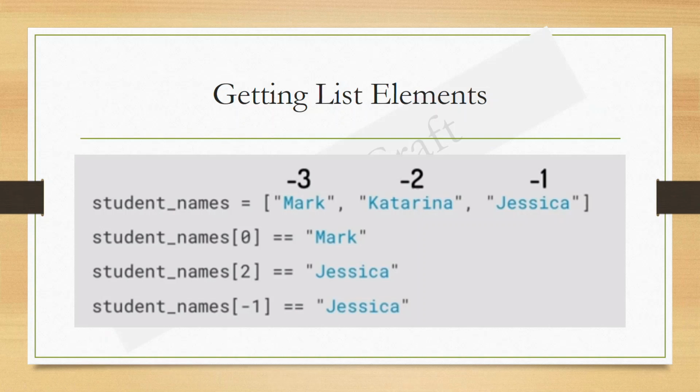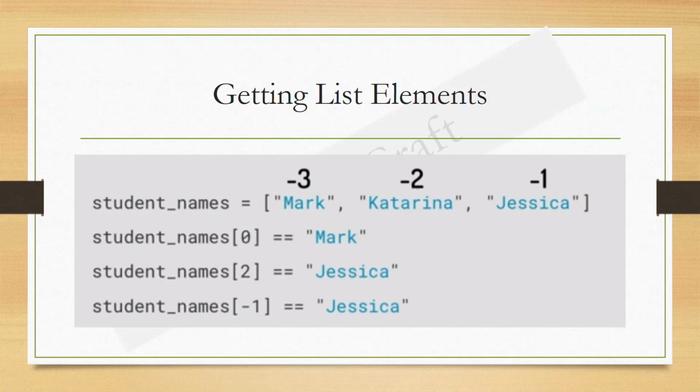Now, if we wanted to get the last element in our list, we can write something like student_names[-1]. This is going to get the first element from the right side of the list, or in our case, Jessica. Here the indices do start with 1, which is a bit confusing, but just remember there is no such thing as -0.